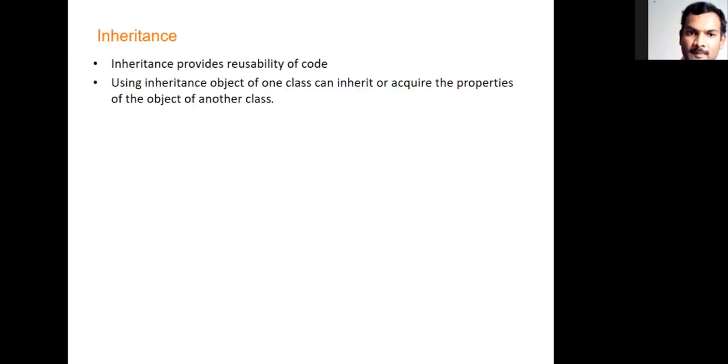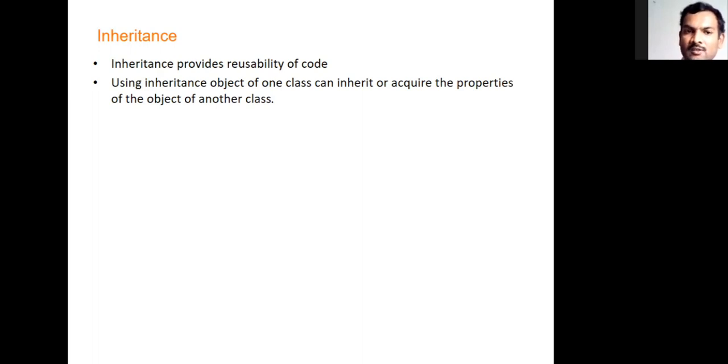Now, inheritance. One of the main important features of object-oriented programming is inheritance. By using the concept of inheritance, we are providing reusability. Reusability means, suppose we have created one program or one class. After that, if we want to make use of the same class in another class, then by using the concept of inheritance, without redefining the existing things, we can make use of that.